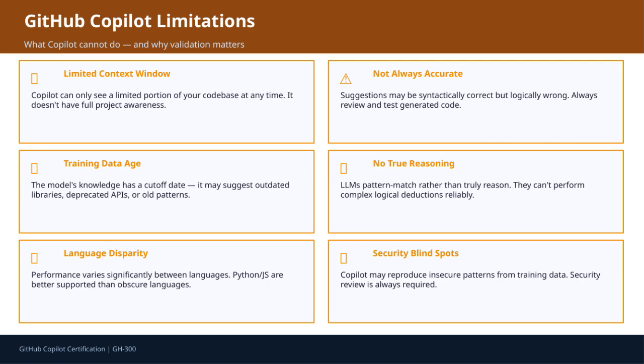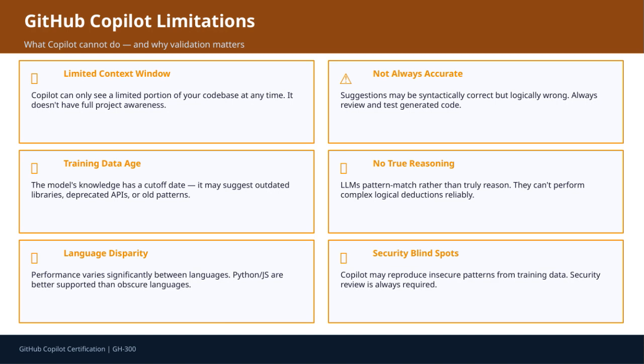Additionally, Copilot does not perform true reasoning. Large language models like this generate code by recognizing patterns, but they can't reliably perform complex logical deductions. This means you should be cautious with more intricate or critical code. There's also a disparity in language support. Copilot works best with popular languages like Python and JavaScript, but its performance can vary a lot when dealing with less common or obscure programming languages.